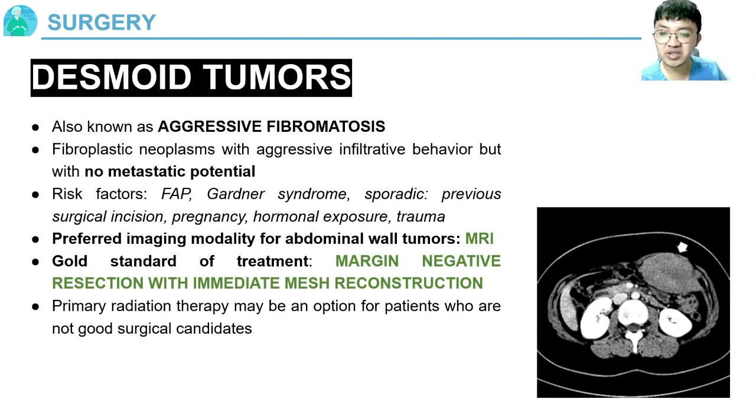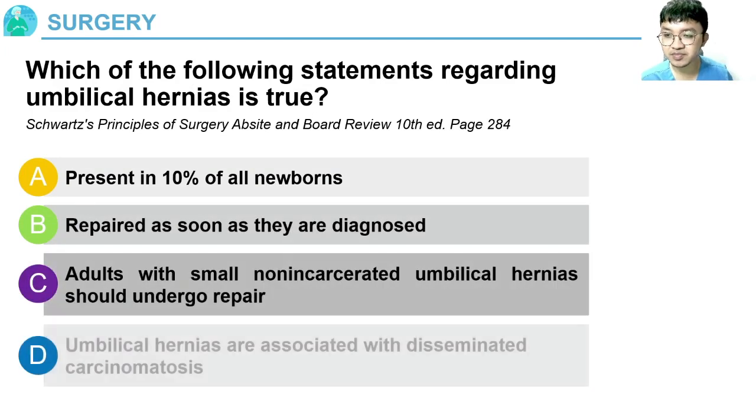So what's the preferred imaging technique? You need to do an MRI because MRI provides better visualization of soft tissue tumors. The gold standard treatment is margin-negative resection with immediate mesh reconstruction. The mesh is there because if you remove such a big part of the abdominal wall, you risk herniation. Primary radiation therapy may be an option for patients who are not good surgical candidates.